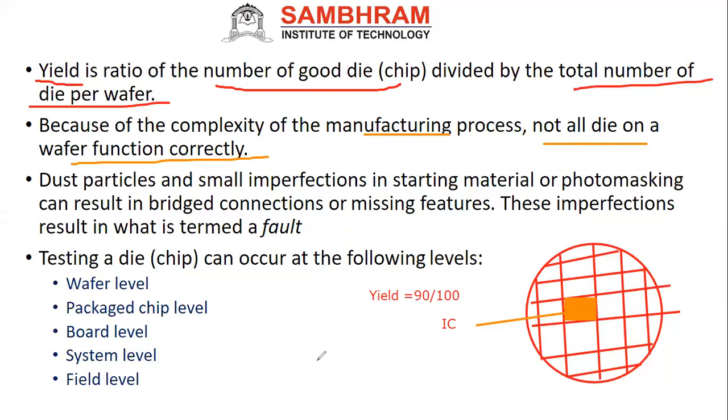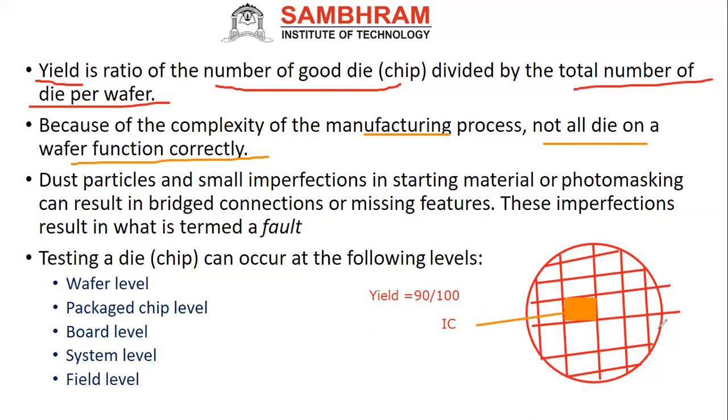So when the complexity increases in the manufacturing process, because every 18 to 30 months, what is happening? The number of transistors gets doubled. So if the number of transistors gets doubled, what will happen? There will be more complexity. So that is what we said, all the wafers will not work properly. Sometimes the ICs also will not work properly.